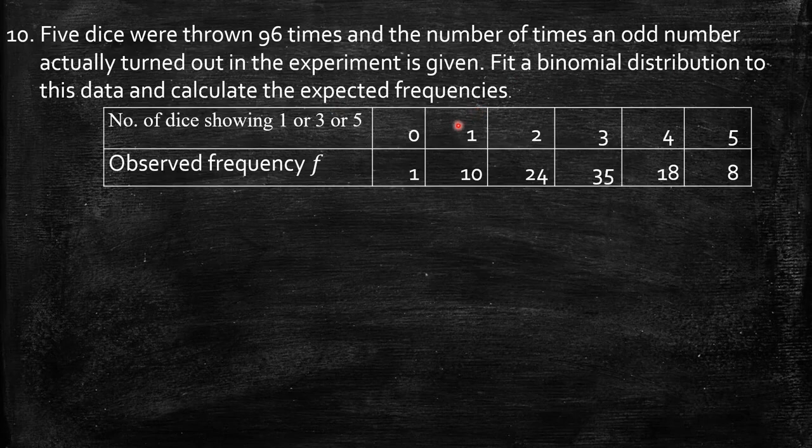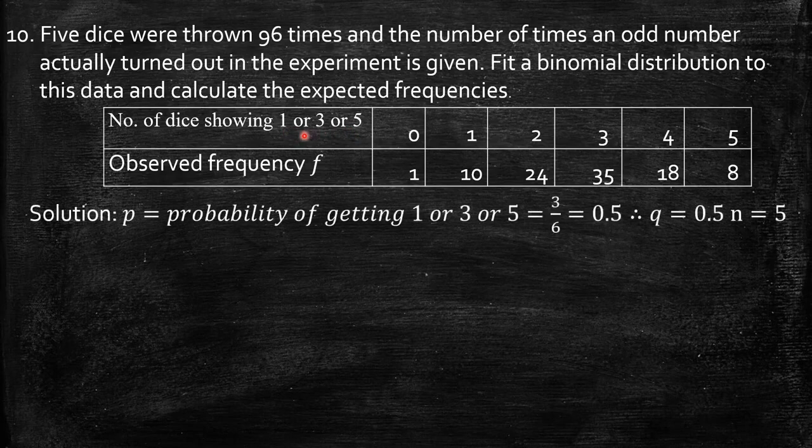In the last slide we took the help of the mean. First we got the mean, then we got the probability of success. Here, since it is simple, we can directly get the probability of getting 1 or 3 or 5 in each trial. Throwing a die means 6 possible outcomes, so total number of outcomes is 6. Out of that, favorable to this event, getting odd, is 3. So P is 3 by 6, that means 1 by 2, 0.5. Therefore Q is 1 minus P, that is also 0.5. Now total trials, that is 5 dice were thrown, so n equals 5.